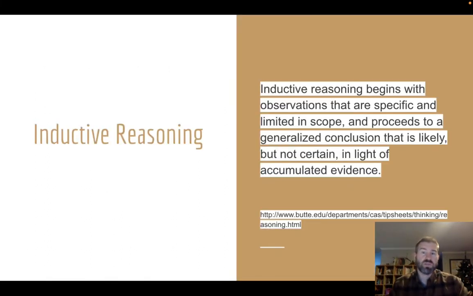Now, what we use more often in research writing is what we call inductive reasoning. Inductive reasoning begins with observations that are specific and maybe limited in scope and proceeds to a generalized conclusion that is likely but not certain in light of accumulated evidence. Now, why might this be?